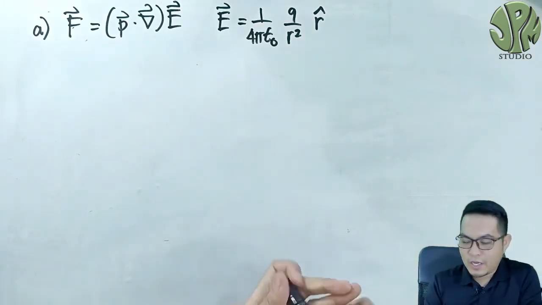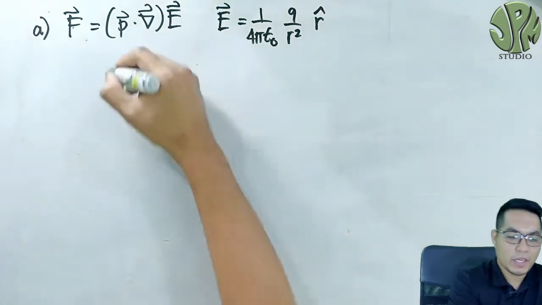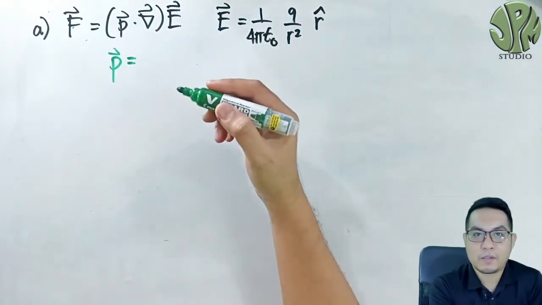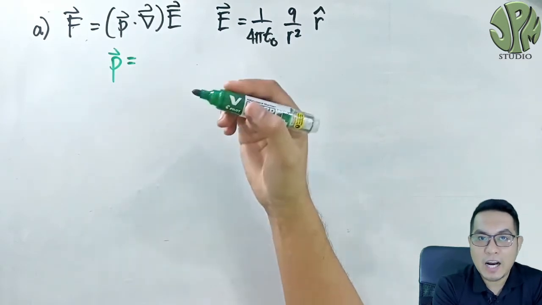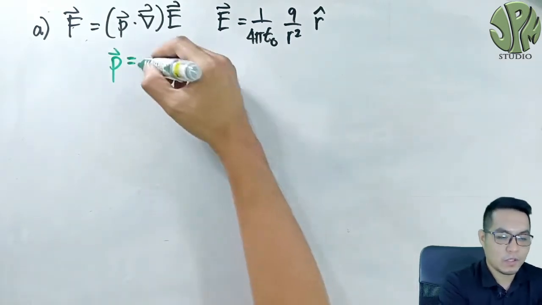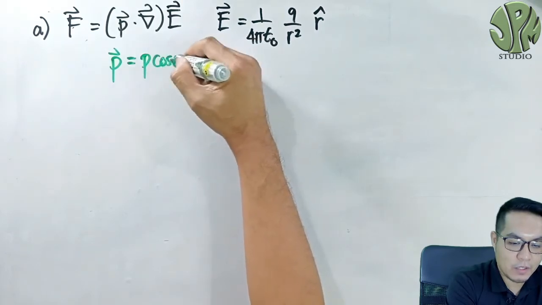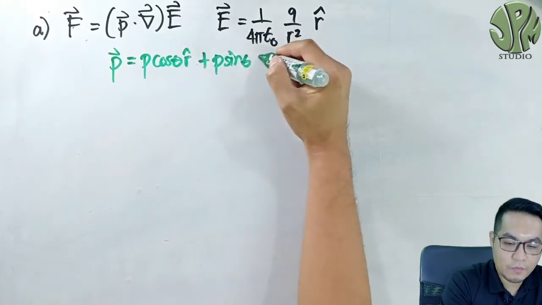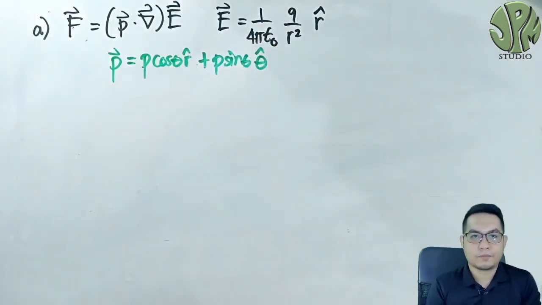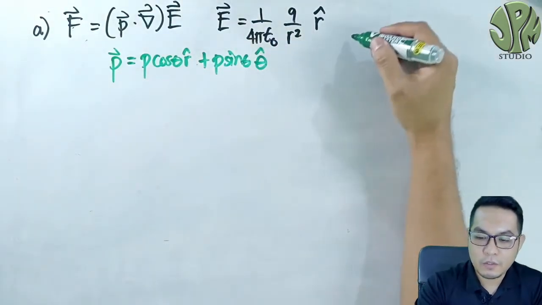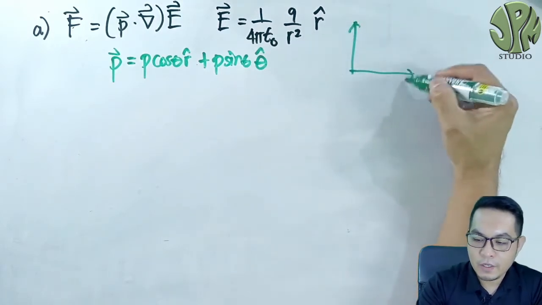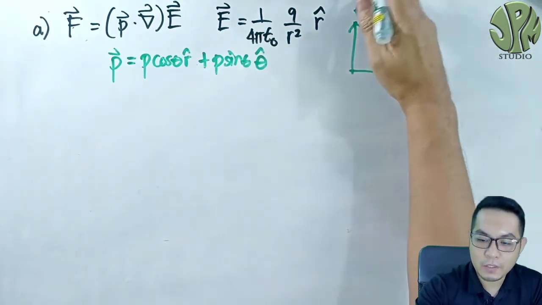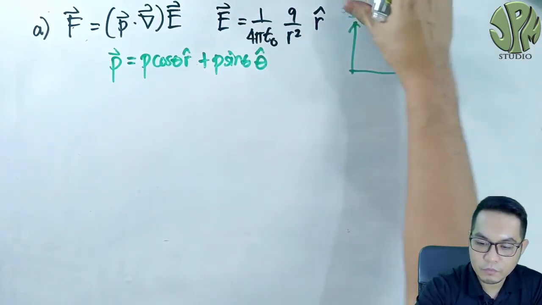So as we have encountered earlier, we can actually write our P, dipole moment, in terms of the r and theta components. So we can write it as P cosine theta r hat plus P sine theta theta hat. So you can imagine it as like this. This is the r hat direction, this is the theta hat unit vector.